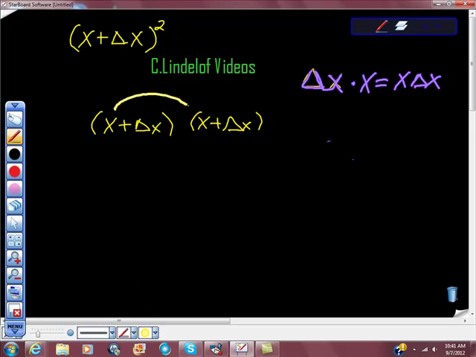So we're going to use FOIL, so x times x is x squared. X times change in x, Gordy? X change in x, right? Because this is where people make mistakes. Can you see how somebody might take that and they might write this instead?